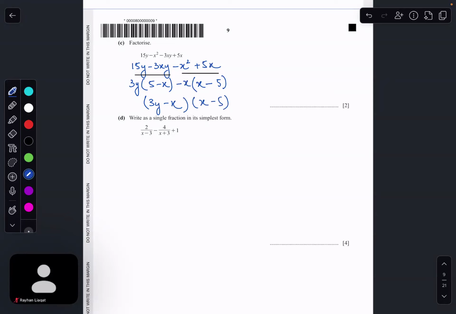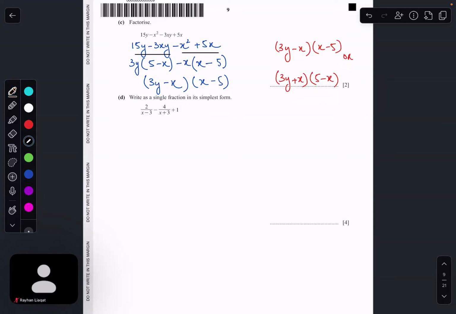Those who are getting the answer as, that's also correct. If somebody is getting this answer, I'm going to write both of them. 3y minus x and x minus 5. This is also correct. Or if somebody is getting 3y plus x, 5 minus x, that's also fine. Okay.